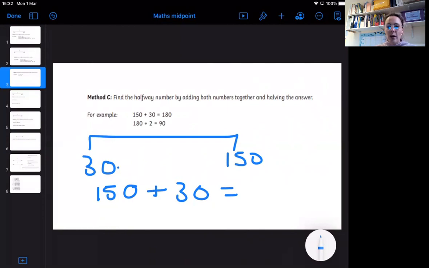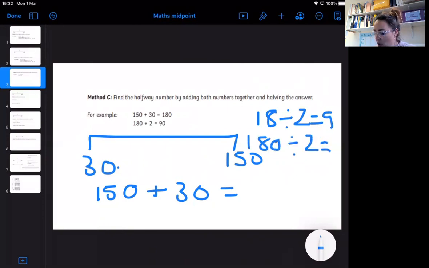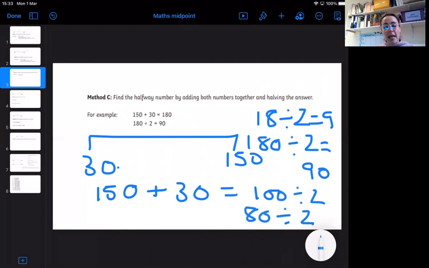Then you are just going to divide or half that answer. So the 180 divided by 2. If you don't know it off the top of your head, let's think about some existing knowledge you know to help you work it out. You should know that 18 divided by 2 is 9. So you should know that 180 divided by 2, which is 10 times bigger, the answer is also 10 times bigger with 90. Or you can divide 100 by 2, which is 50. And then you can divide 80 by 2, which is 40, and add those together. 50 add 40 is 90.